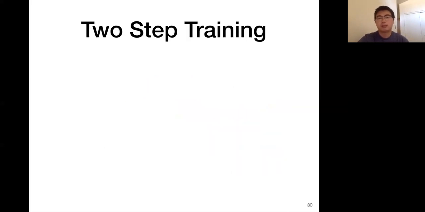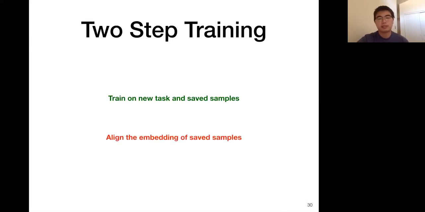In order to train the objective, we propose to use two-step training. The first step is that we train the model on the new task and the saved samples to minimize the classification error. After that, the embeddings for the sentences may be altered. In the second step, we do the explicit alignment to align the embeddings for the samples from previous tasks to their original positions.